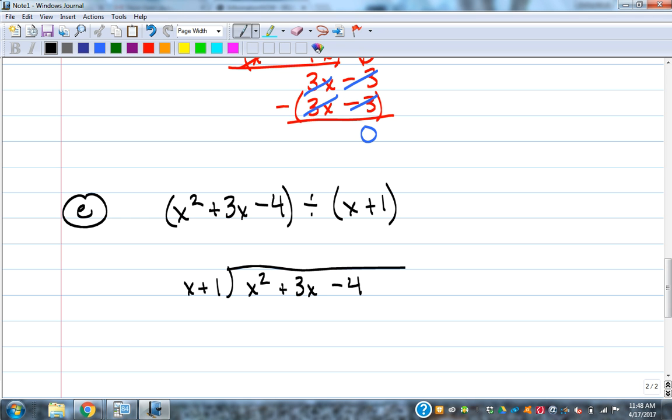Okay. What part of that do we look at? Only the x, the front part. What times x gets me x squared? X. Then what do I do with that red x that's up top? Distribute it.